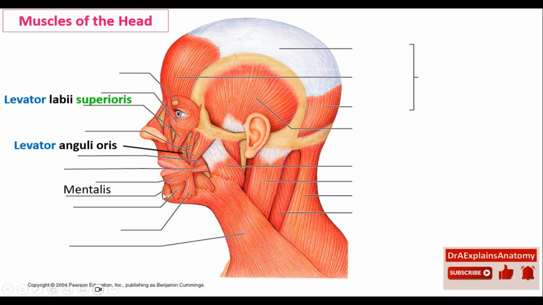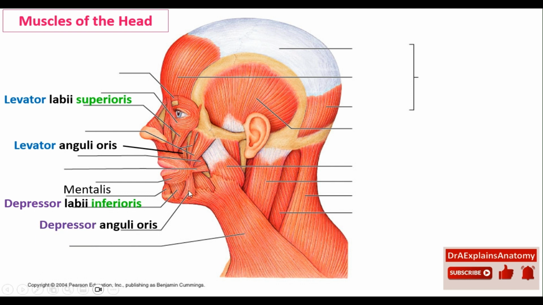This muscle right here is the mentalis muscle. In the anatomical terminology, this is the mental region, which is the chin. On the opposite side, we have the depressor labii inferioris. Depressor, it pulls the lip downward and it is located inferiorly. So don't confuse the levator labii superioris with the depressor labii inferioris.